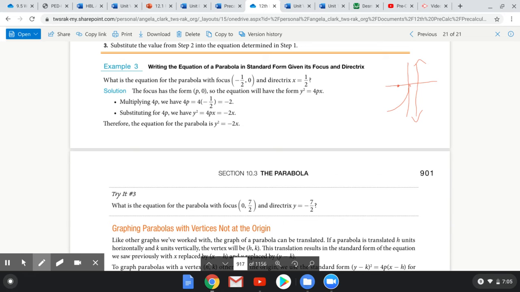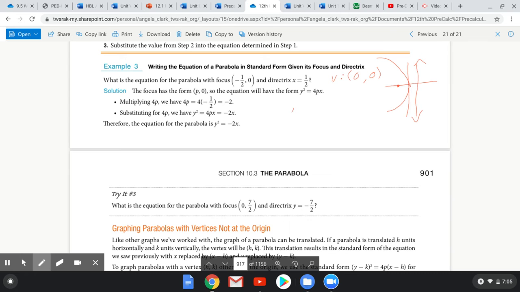So my parabola looks like this. It's opening to the left, and the vertex is at 0, 0. I'm just going to write that. All right, so that means that I'm not going to have anything that I have to add or subtract from the y and the x. It's opening to the left, so I'm going to have a squared y term, and my coefficient in front of the x is going to be negative.